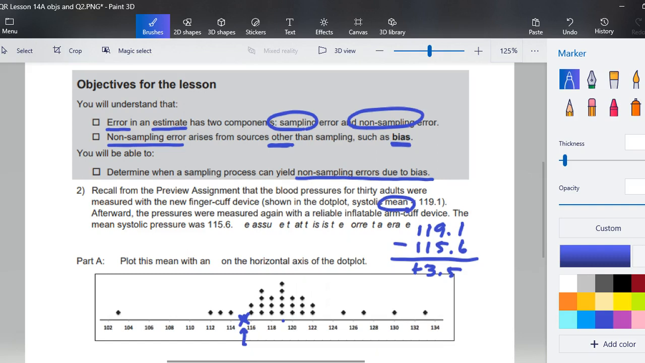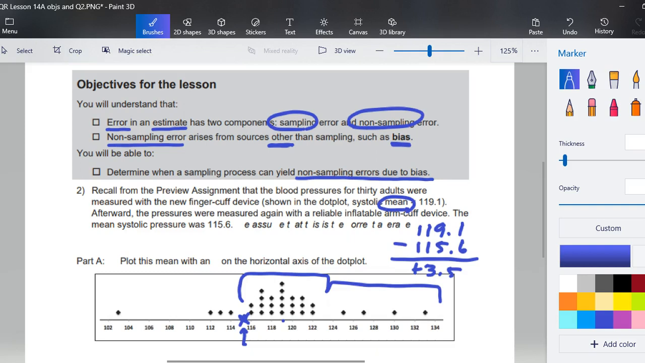It seems that there is something that is influencing the measurements. Most of the finger cuff measurements are above the 115.6. So if you look, all of these measurements right here and these up here are all above the average that we think we can trust. There seems to be some bias in the measurements.